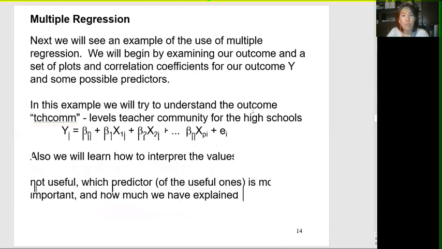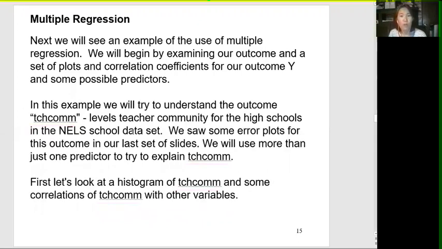We will try to understand the outcome, teacher community levels, for the high school in the NELS school data set. So we used this NELS school data set for our midterm exam. We saw some error plots for this outcome. In our last set of slides, we will use more than just one predictor to try to explain teacher community.